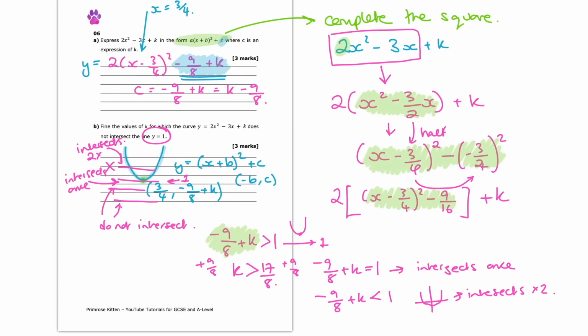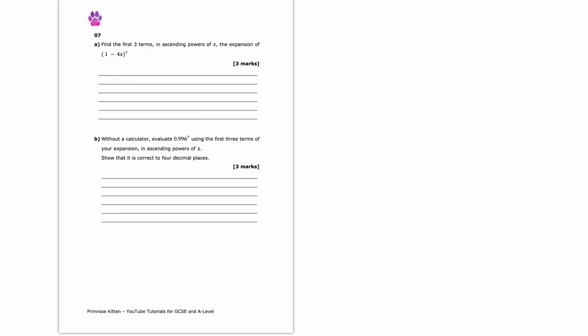Perfect. So that one I think was quite tricky because it really expected us to understand the meaning of the graph, of the minimum point of it, and whether or not it's going to cross that horizontal line of y equals 1 or not, and what will relate to that. But let's have a look at the next question.